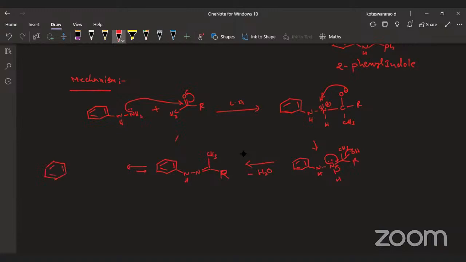Next, a pair of electrons are donated to the ring. Simultaneously, this electron density is donated to this, and this will be donated to here. And simultaneously, the nitrogen bond will break. That leads to the formation of an intermediate.